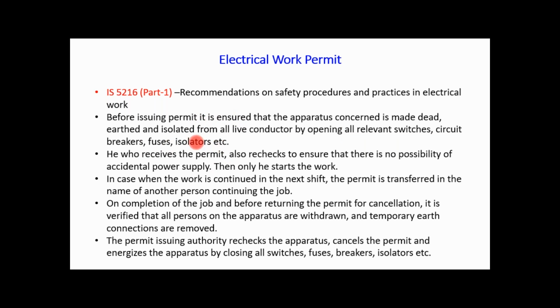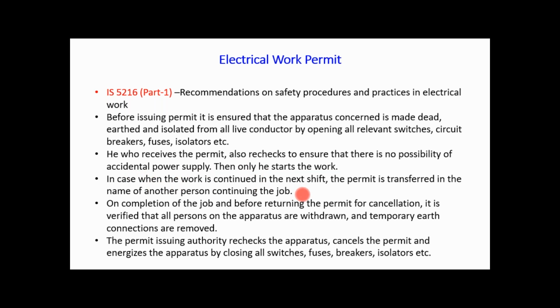So we have to take care about the electrical hazards now. That may be the current issue, the voltage issue, the resistance issue, the leakage or wire leak issue or some other issues. So everything should be checked from the electrical point of view. He who receives the permit also rechecks to ensure that there is no possibility of accidental power supply. Then only he starts the work, because these are cases which have already happened, and in case of electrical shocks, in electrical work, there are chances of fatalities.